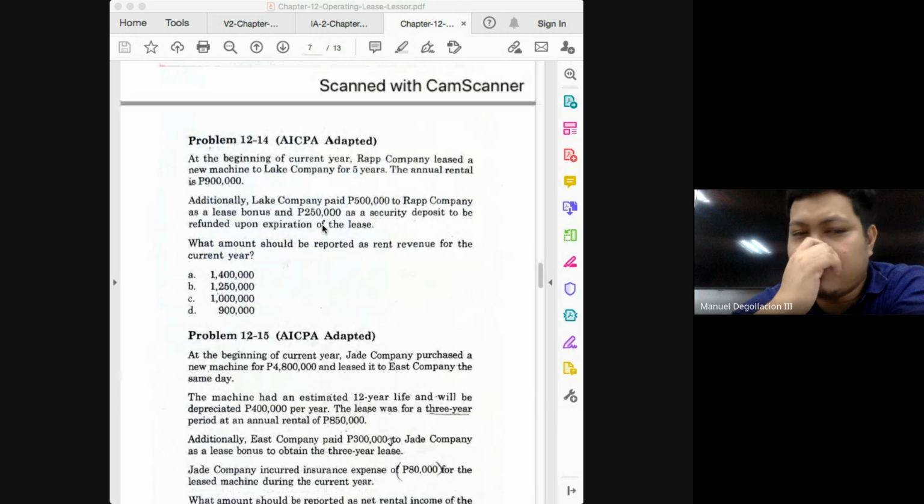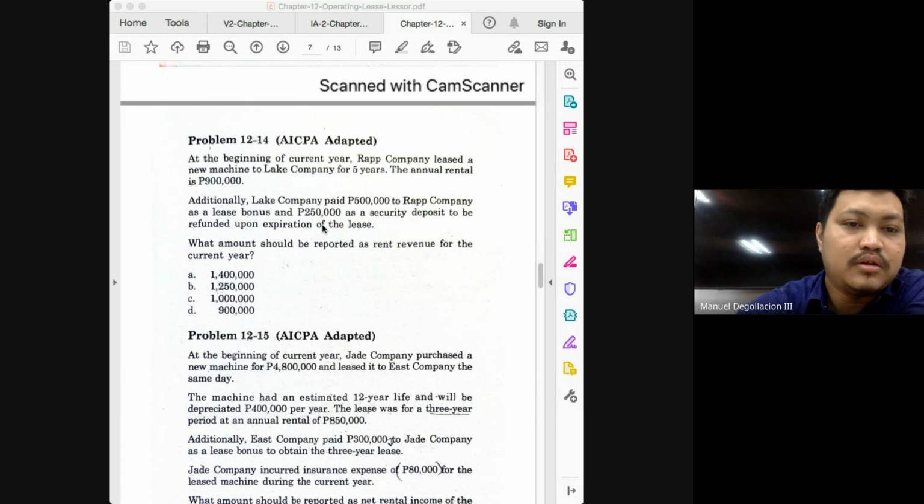Okay, just use this time to practice. Hopefully you don't have to go over this topic anymore. 12-14, what amount should be reported as rent revenue for the current year? Okay, so get our collections, get the amount that we will get from the contract. The lease is for 5 years.